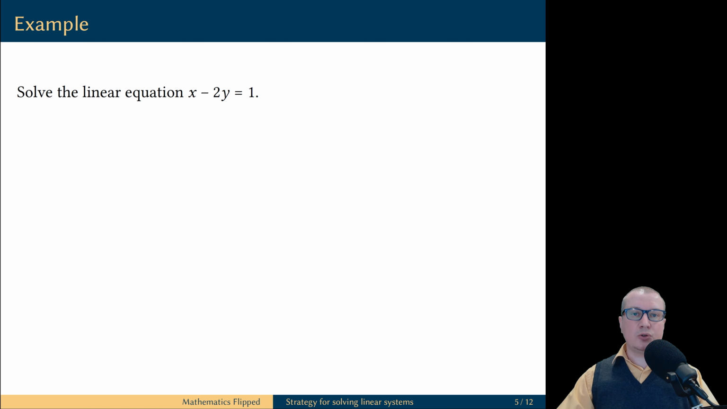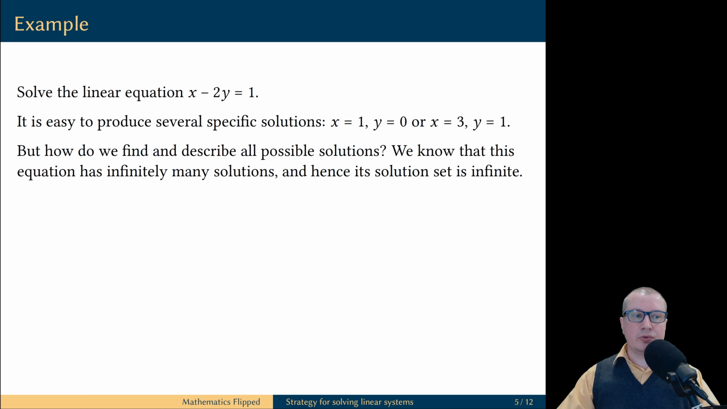Of course, it is easy to produce some particular solutions of this equation. For example, x equals 1, y equals 0 is definitely a solution because when we substitute 1 for x and 0 for y, the equation becomes a true equality. Both sides are equal to 1. Another solution is, for example, x equals 3, y equals 1. But that is not enough because we need to find all possible solutions.